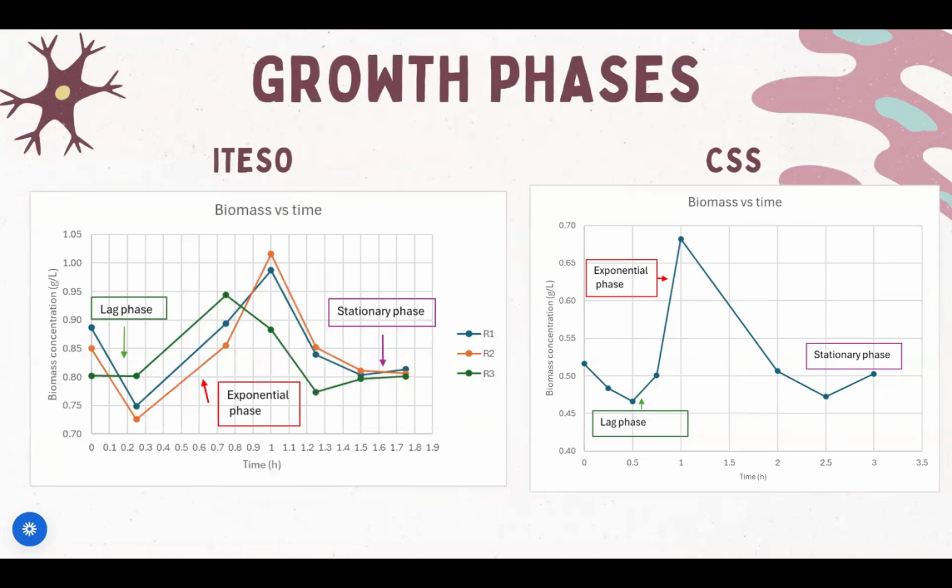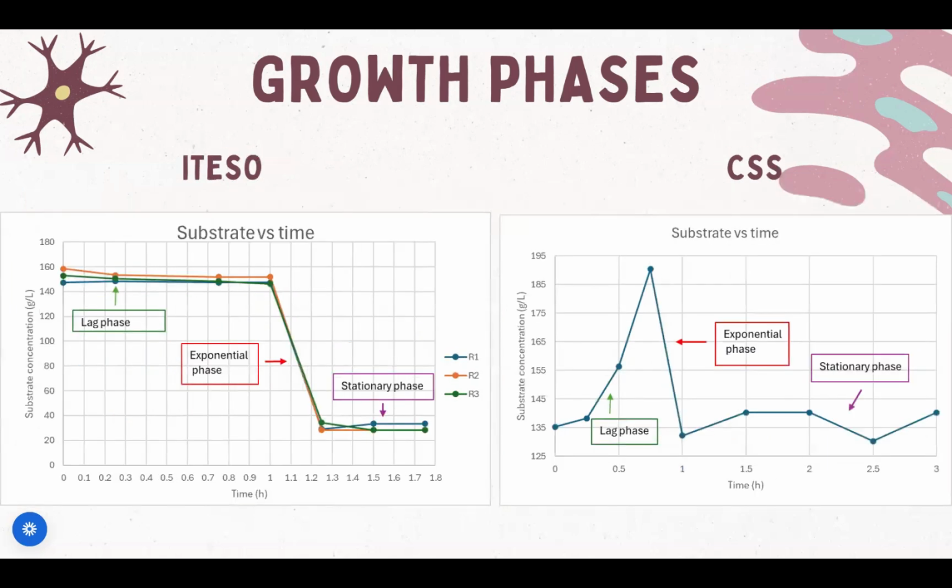For the growth phases of yeast, both ITESO and CSS observed the same three stages. First, the lag phase, where the cells adjust to the medium. Second, the exponential phase, where growth increases rapidly. And third, the stationary phase, when nutrients decrease and growth levels off. These phases help us identify when yeast produces the most biomass.